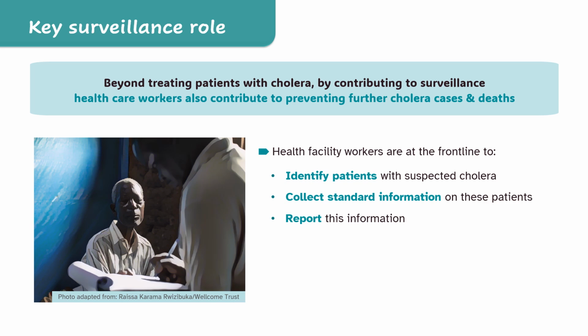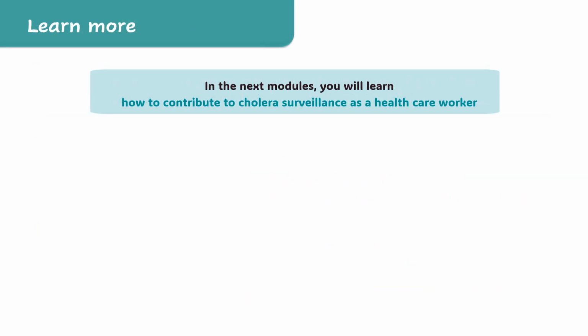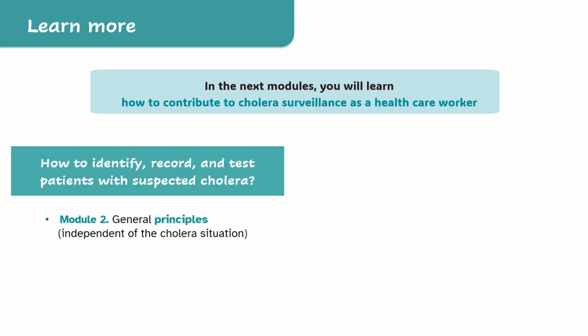reporting this information. They also collect samples on patients with suspected cholera and test them by rapid diagnostic tests and send samples to a laboratory for testing. In the next modules, you will learn more about how healthcare workers contribute to cholera surveillance. In Module 2, we will walk you through general principles to identify patients with suspected cholera, record standard information on these patients, and test them. These principles always apply, regardless of the ongoing cholera situation.